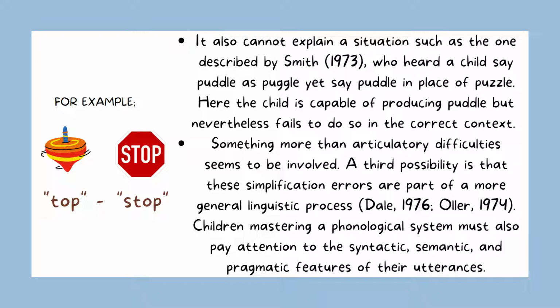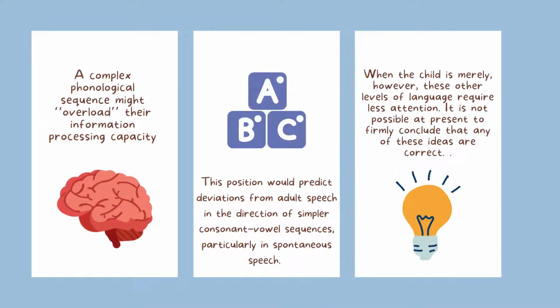A third possibility is that these simplification errors are part of a more general linguistic process. Children mastering a phonological system must also pay attention to the syntactic, semantic, and pragmatic features of their utterances. A complex phonological sequence might overload their information processing capacity. This position would predict deviations from adult speech in the direction of simpler consonant-vowel sequences, particularly in spontaneous speech. When the child is merely imitating, however, these other levels of language require less attention.